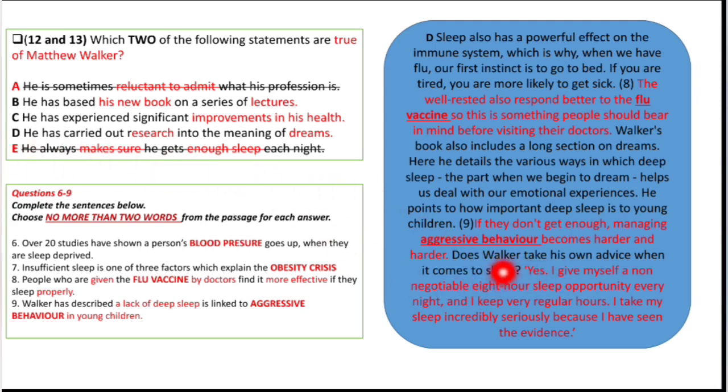Have a look. Yes, I give myself a non-negotiable 8-hour sleep opportunity every night, which means he sleeps for 8 hours every day, and I keep very regular hours. I take my sleep incredibly seriously because I have seen the evidence, right? So here it says he also makes sure he gets enough sleep each night. So they are going to mean the same. They are the paraphrases of each other. That's why we have chosen that as an answer.